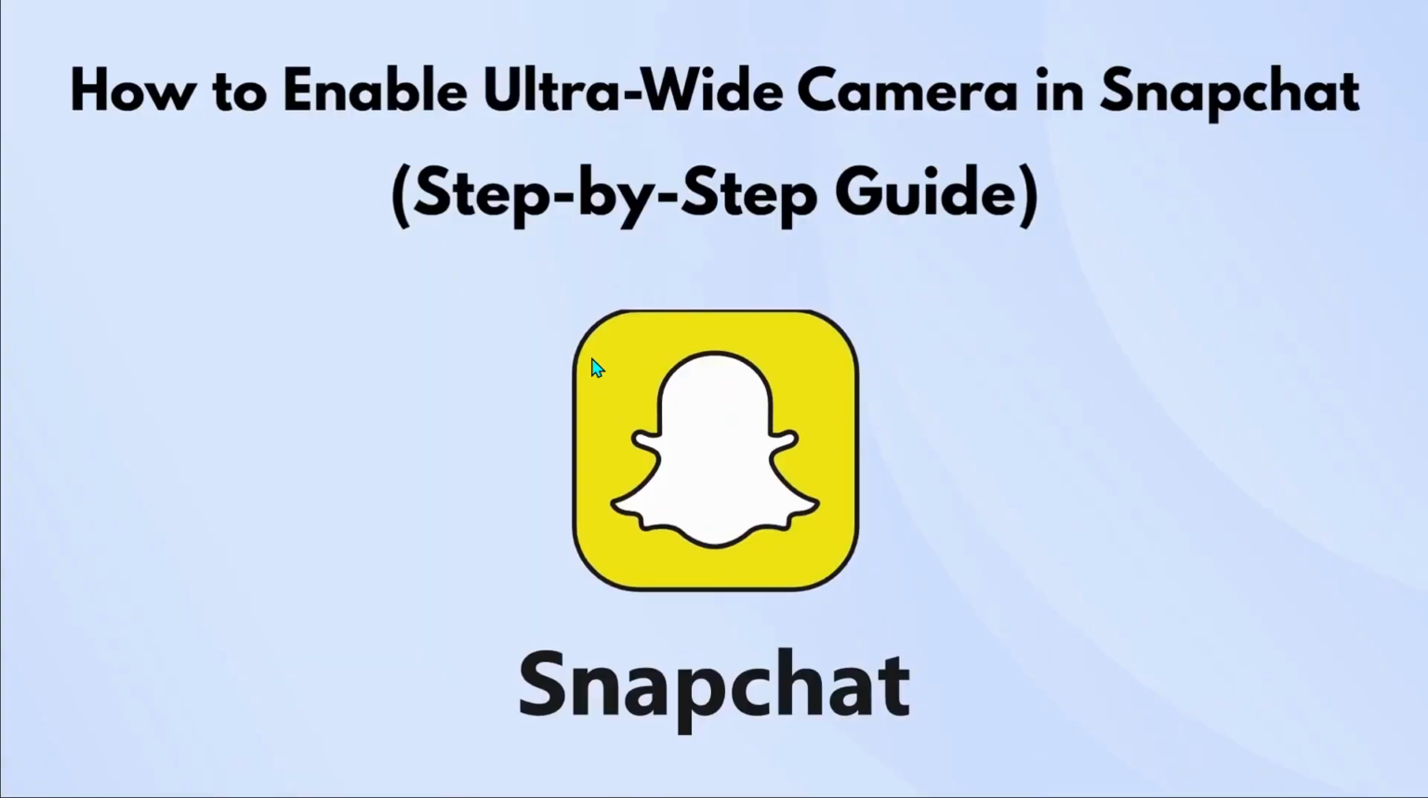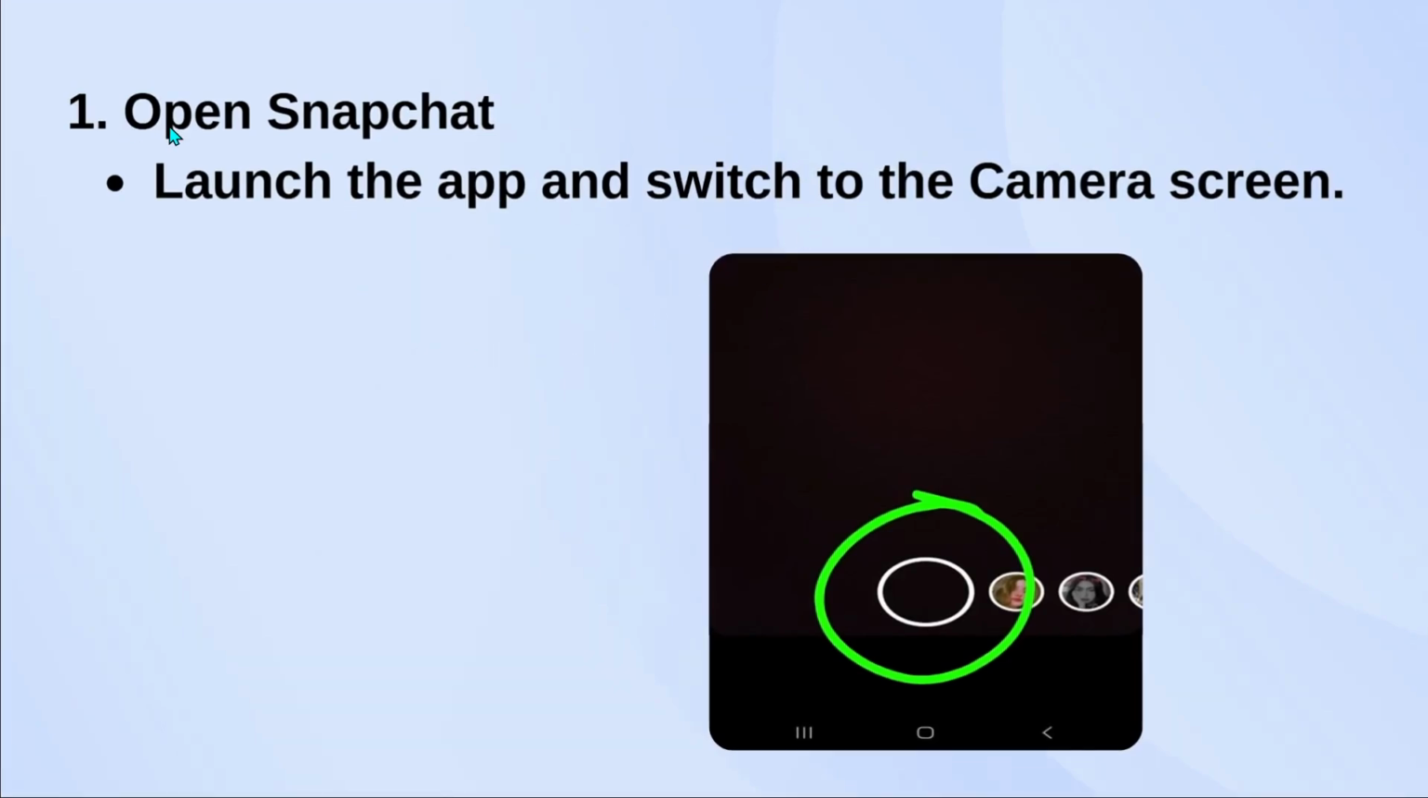If you want that clean ultra-wide look on Snapchat without dealing with a bunch of settings or confusing menus, here's the simplest way to turn it on. It works instantly and gives your snaps a wider, more cinematic feel. Start by opening Snapchat just like you normally would and stay on the main camera screen.